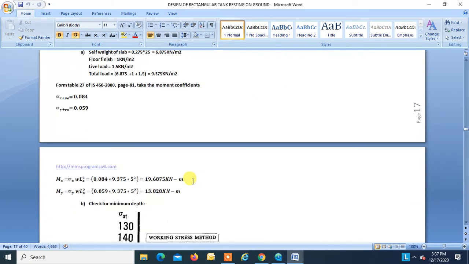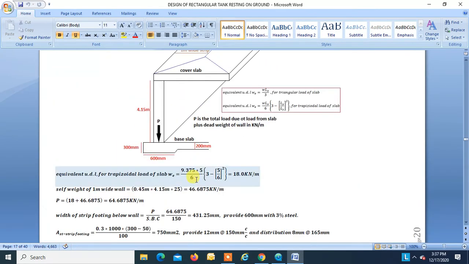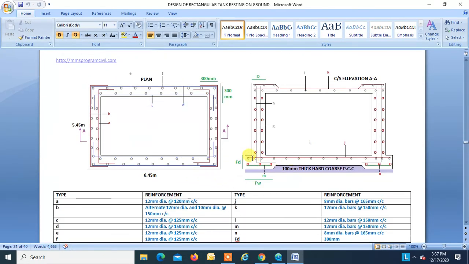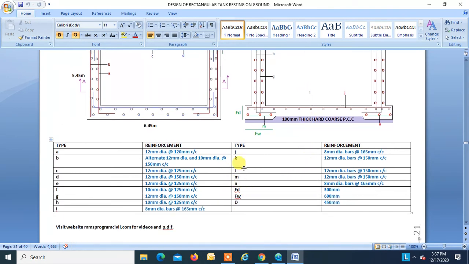Let me show you in the detailing. So see, this is the steel provided at top. Provide 8 mm about 165 mm in both the directions, in this direction and in the y direction. Okay, no reinforcement is provided at the bottom. This is I, you can see I over here, 8 mm about 165 mm center to center. This is J, you can see J over here, 8 mm about 165 mm center to center.